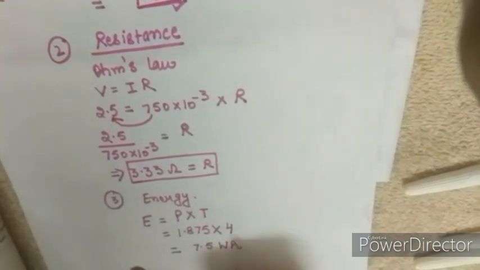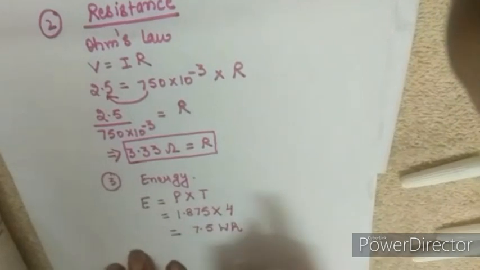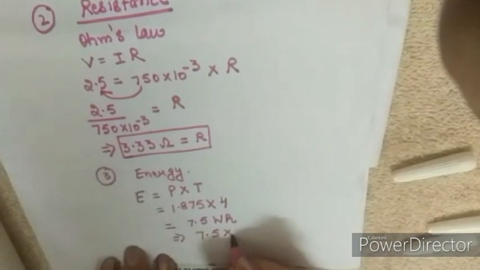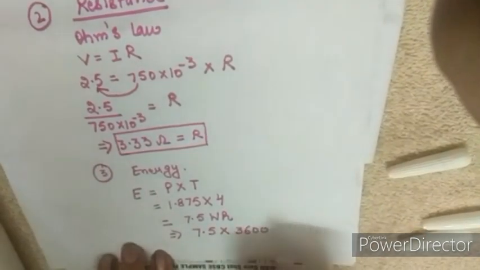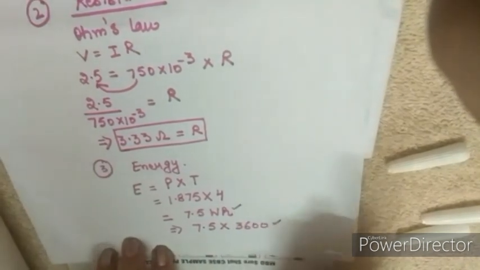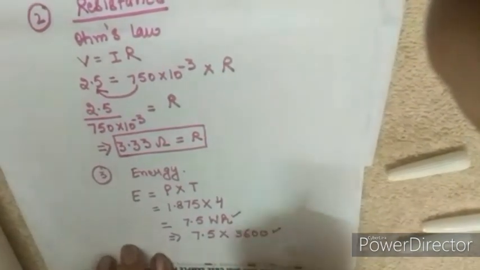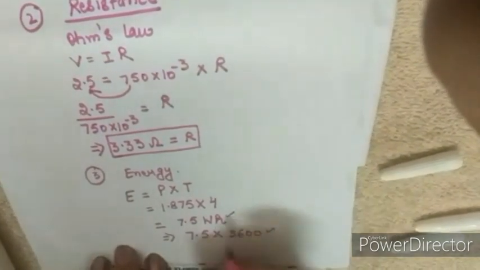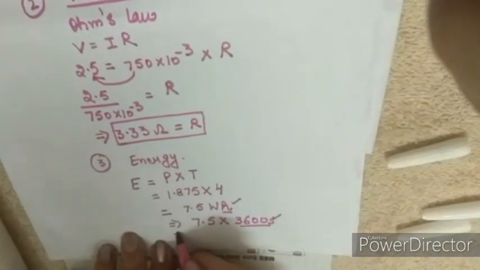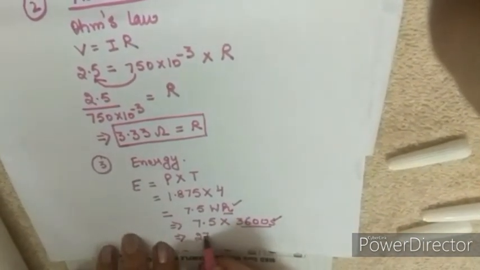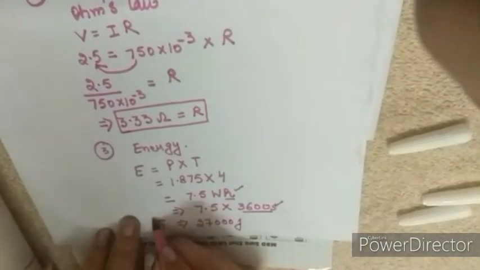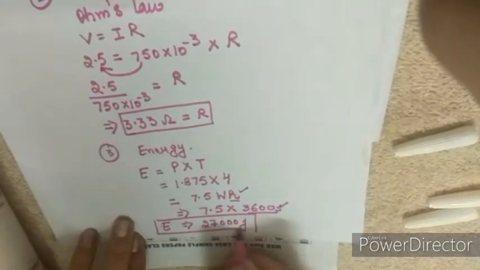watt hours. So to convert it into joules, we just multiply this 7.5 watt hours by 3600. What I did, I converted this hours into seconds. 1 hour is equal to 60 minutes and every minute consists of 60 seconds. So 1 hour consists of 3600 seconds. So after solving this, the answer will be 27,000 joules. So the net energy is 27,000 joules.